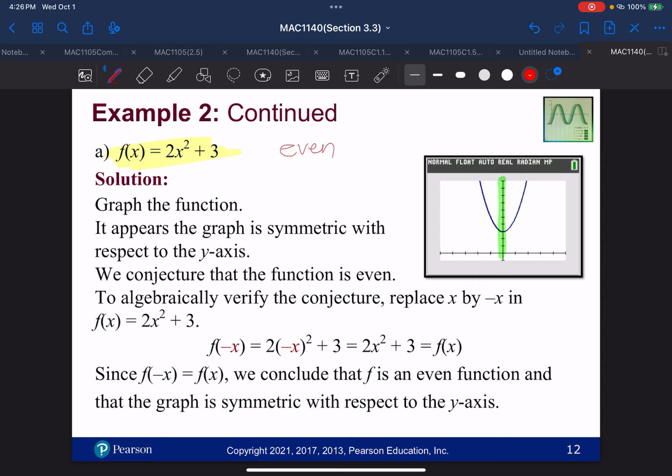And algebraically, if we didn't have a graph and we wanted to see if it was even, then I would plug in negative x to my function. So everywhere I see an x, and negative x squared is positive x squared, so that would be 2x squared plus 3. And this is exactly the same as what we started with. So because I got the same function f of x, that also tells me that this is even, and it's symmetric about the y-axis.